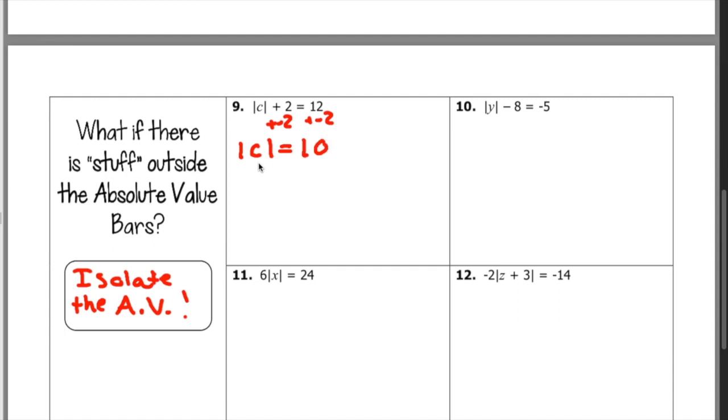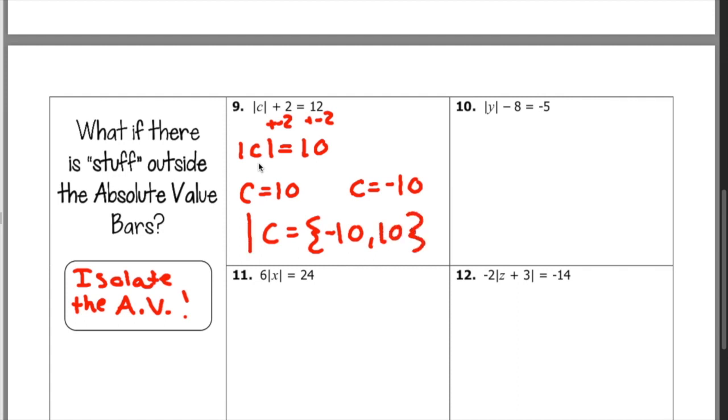Well, now that my absolute value is isolated, I can set C equal to 10, and then C equal to the opposite, which is negative 10. I don't have to solve for anything, we're done. So C is equal to negative 10 and 10. That is my solution set.